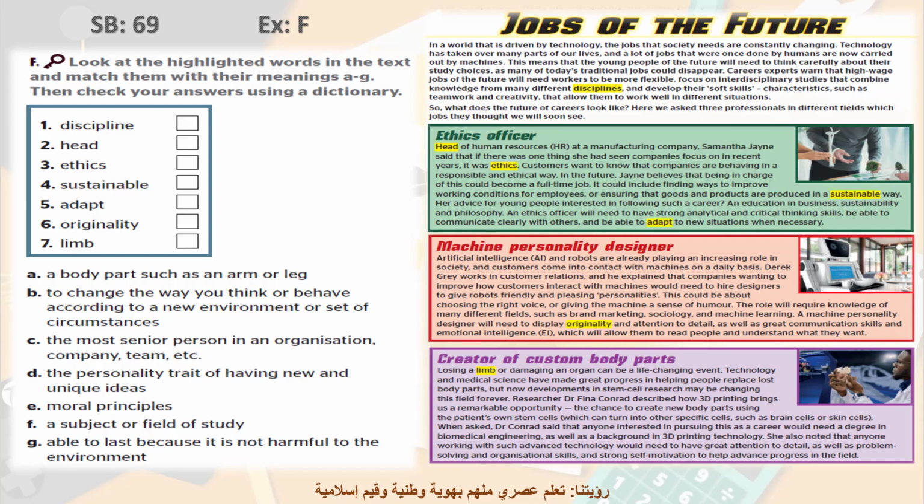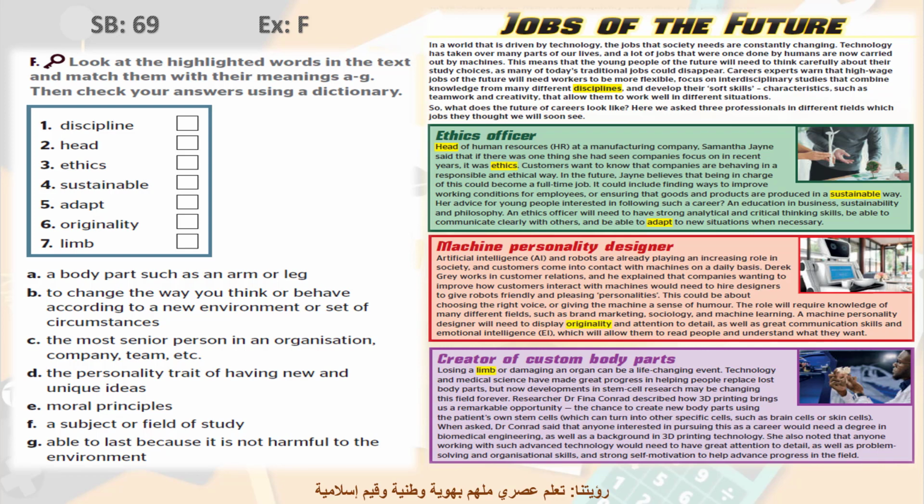We have here 7 words, which are discipline, head, ethics, sustainable, adapt, originality, and limb. This time, I want to ask you to do the exercise yourselves. No help from my side. Please depend on yourself and your knowledge. Pause the video, do the exercise, and then play the video back to check your answers.